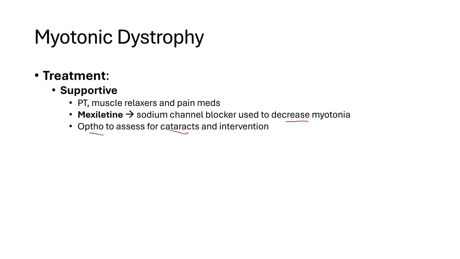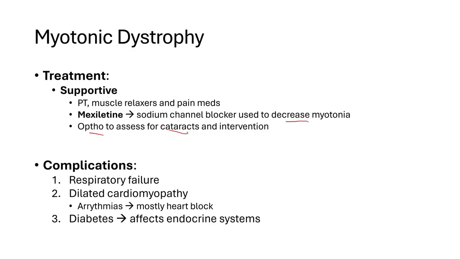Myotonic dystrophy is also linked to very similar complications that we've already talked about. Respiratory failure, dilated cardiomyopathy. These are rarer than Duchenne's and rarer than Becker's. But something else that you want to know is that myotonic dystrophy, because it is linked to the CTG repeats, can lead to diabetes because it affects the endocrine system.